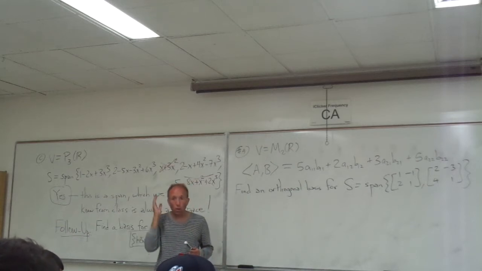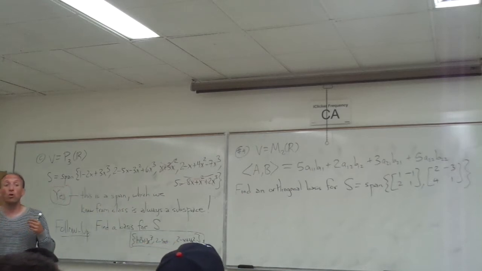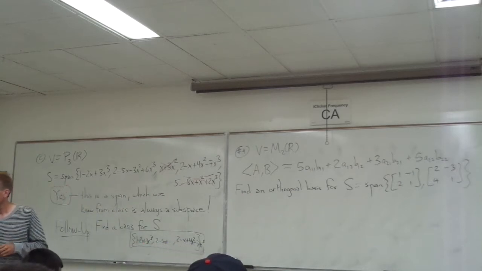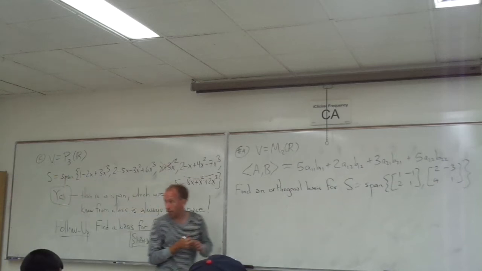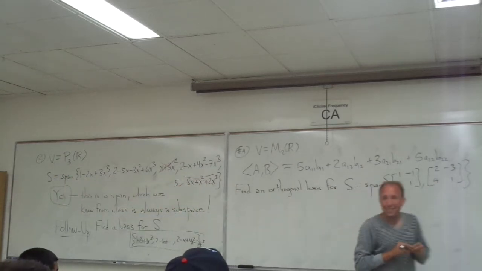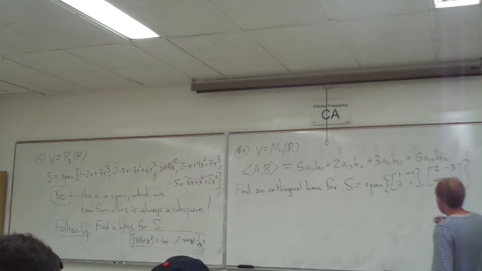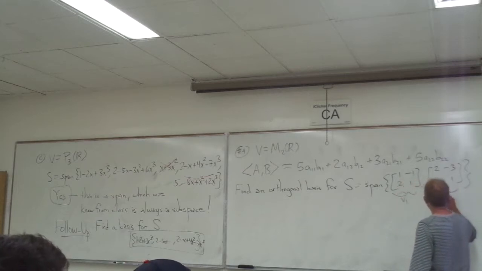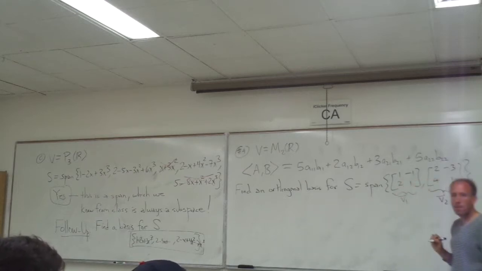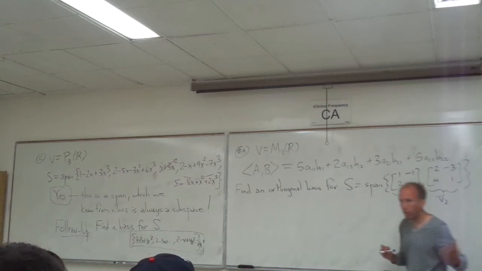Notice, first of all, that they're only asking for an orthogonal basis. They're not asking for an orthonormal basis, so we don't have to normalize anything. We just have to orthogonalize these vectors. That's where Gram-Schmidt comes in, right? The Gram-Schmidt process. Here, these are my two vectors. I'm going to call them V1 and V2, and I'm going to just go through the Gram-Schmidt process.